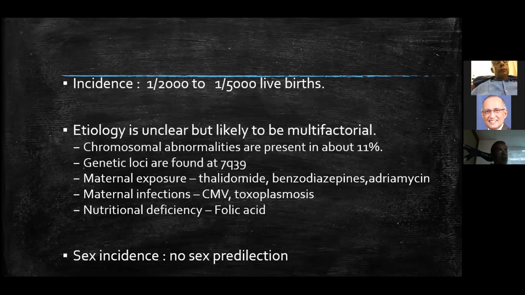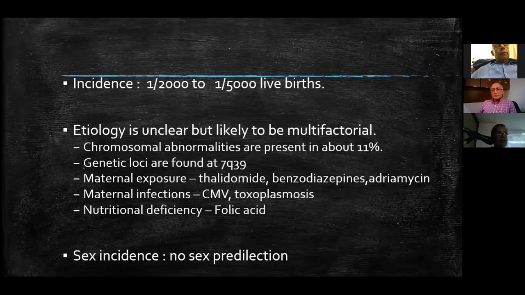7q39. Maternal exposure to drugs like thalidomide, benzodiazepine, adriamycin is supposed to cause anorectal malformation. Maternal infections like CMV and toxoplasmosis are also likely to contribute. Nutritional deficiencies are important, especially folic acid deficiency, which contributes to causation of anorectal malformation. And sex incidence, nothing to comment, almost equal sex incidence.